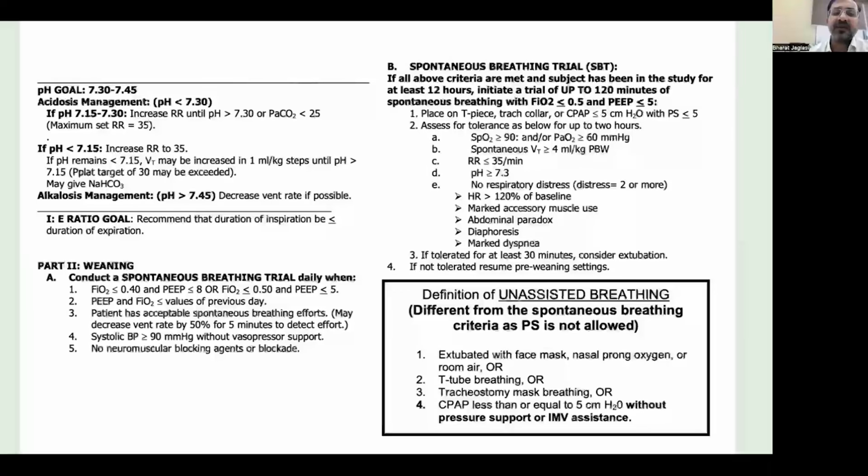In acidosis management, we need to maintain a pH somewhere around 7.15 to 7.3 and increase RR until the pH is more than 7.3 and the PaCO2 is less than 25. Maximum RR we could set is around 35. If the pH remains less than 7.15 and the respiratory rate is at 35, we might consider increasing the tidal volume by 1 ml, sacrificing the plateau pressure target of 30. In alkalosis management, decrease the ventilation rate as possible. I:E ratio goal: the duration of inspiration should be less than the duration of expiration.